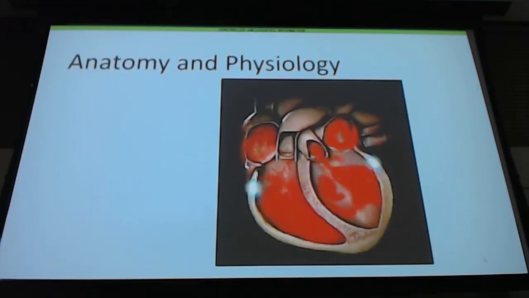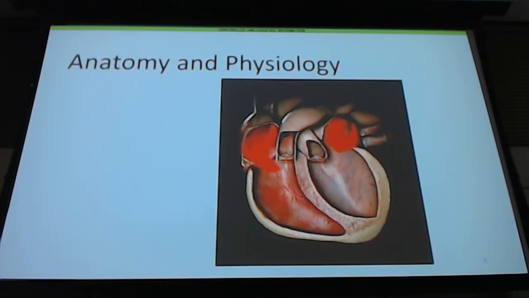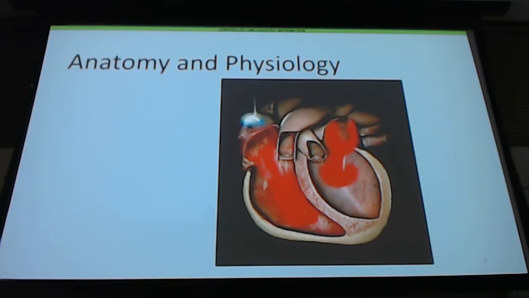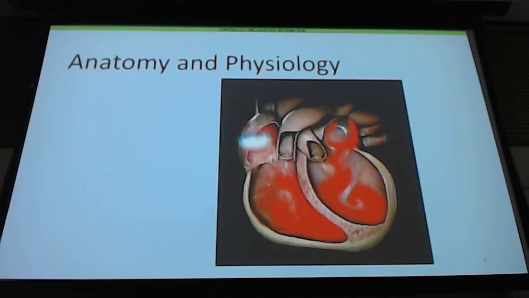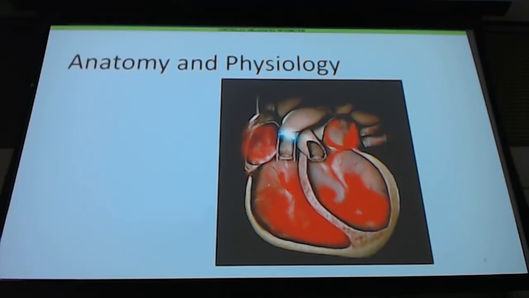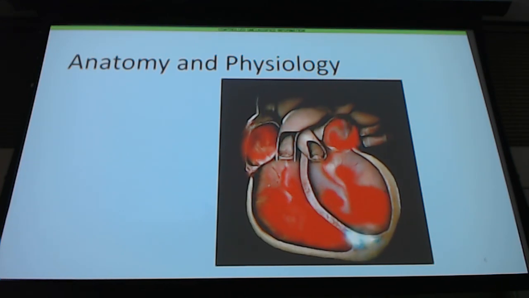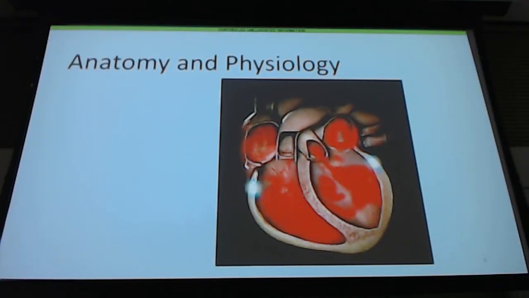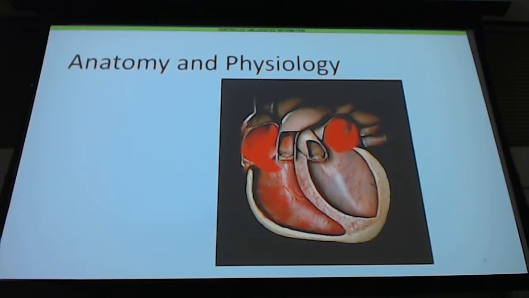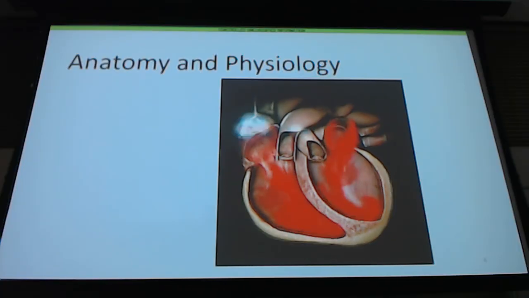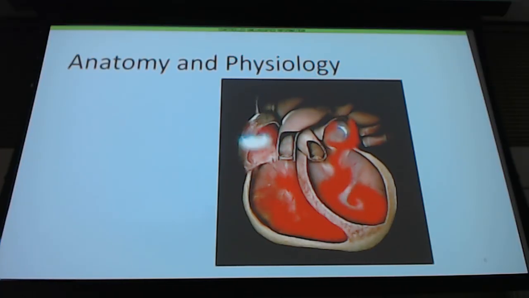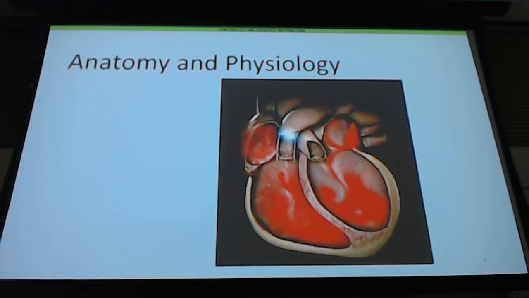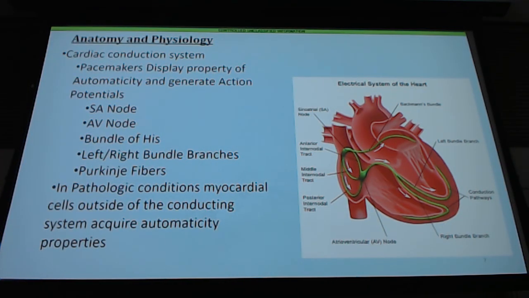So how do we get this electrical generation, then conduction, that results in an effective and organized squeeze to pump blood out of the heart to the systemic arterial system and then back to the other side of the heart? How does this happen? How is this regulated, and how do we recognize what's going on when it's wrong?